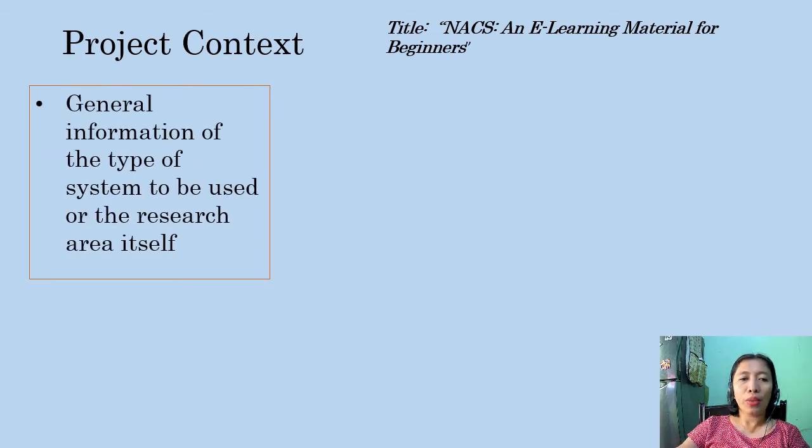Okay, so this is just a guide. This statement is the first guide on what you are going to write. The first one is it should provide general information of the type of system to be used or the research area itself. Okay, so general information.